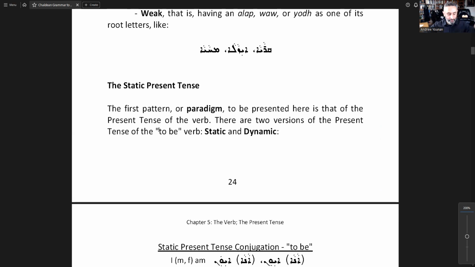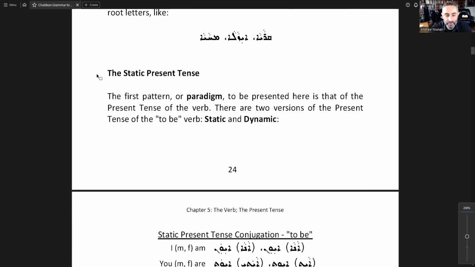Now, that's just an introduction to the verb in general. Let's talk about an actual example of a verb. Finally, we're able to do something in the sentences that we're writing. The static present tense. I'm giving you the basic present tense. The first pattern or paradigm. This is another nice word to learn, a paradigm, which just means a pattern of a verb. The first one to be presented here is that of the present tense of the verb.